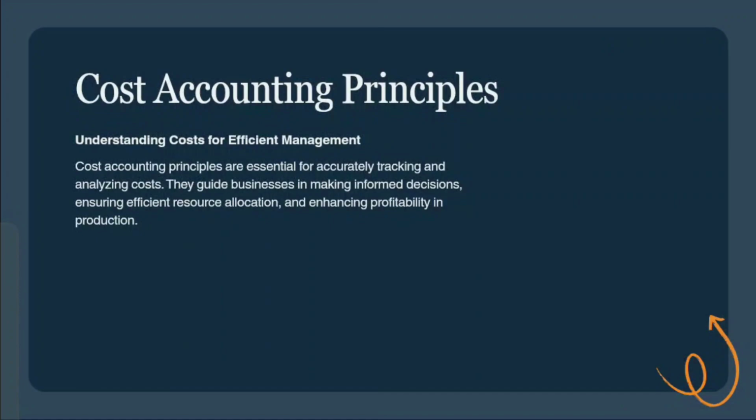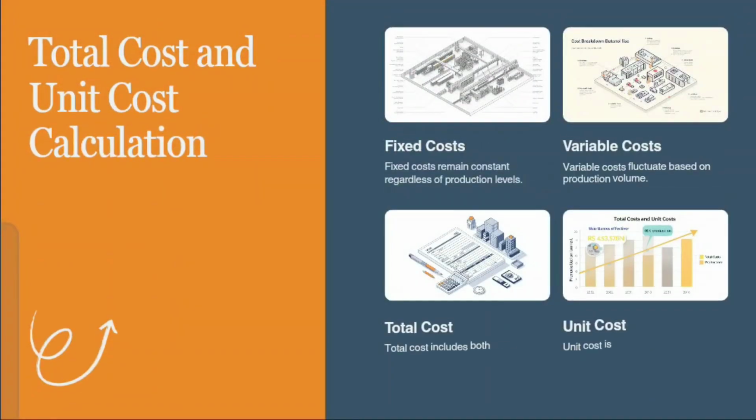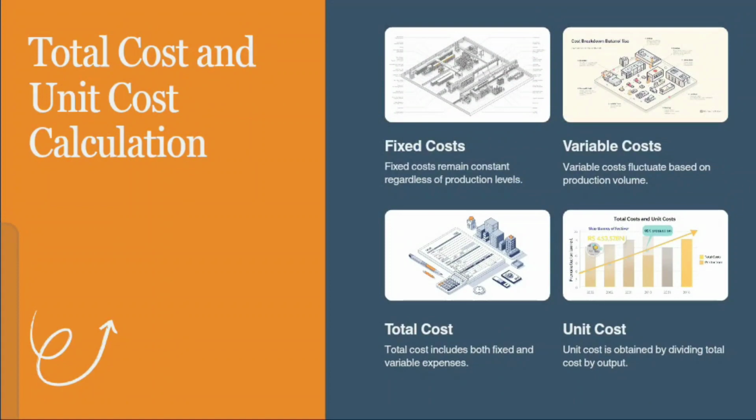Cost accounting principles. Cost accounting principles are essential for accurate tracking and analyzing of costs. They guide businesses in making informed decisions, ensuring efficient resource allocation and enhancing profitability in production. Total cost and unit cost calculation, which is also called the cost sheet. The cost sheet is a statement that shows all the costs involved in manufacturing a product. A typical cost sheet includes prime cost, factory cost, total production cost, total cost of sale, profit and selling price.